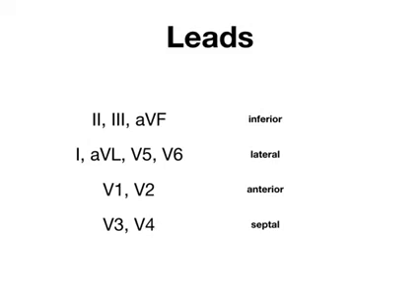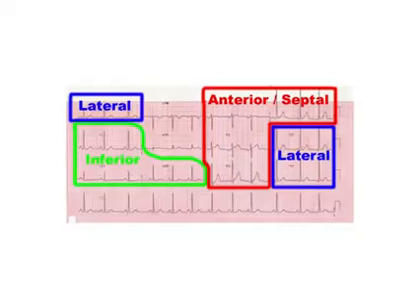Now, oftentimes, V1, V2, V3, and V4 are all grouped into one category of 4 leads, which we call anteroseptal. And this is what that looks like. The reason that this is important is because when you see different changes in these leads, you have to know which leads we're talking about. So if you see changes in 2, 3, or AVF, the pathology is inferiorly located. So those are the inferior leads shown here in green.